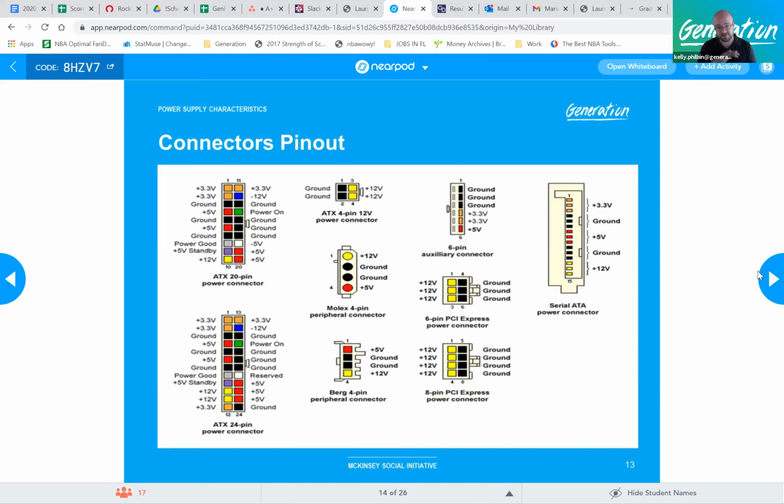You could have two 3s and a 5. You could have two 5s. You could have a 12. Make sense? Mm-hmm. Okay.